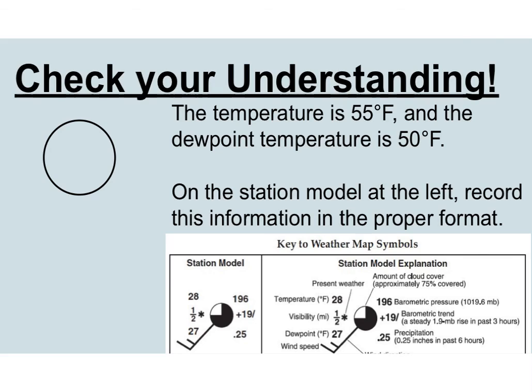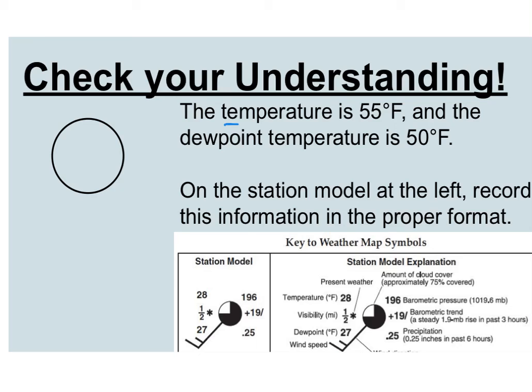All right, this time we're going the opposite way around. The temperature is 55 degrees Fahrenheit, and the dew point temperature is 50 degrees Fahrenheit. On the station model at the left, record this information in the proper format. Okay, hopefully you got that right. Remember, temperature is in the upper left, and the dew point is in the lower left. So your temperature should have been up here, and your dew point should have been down here.